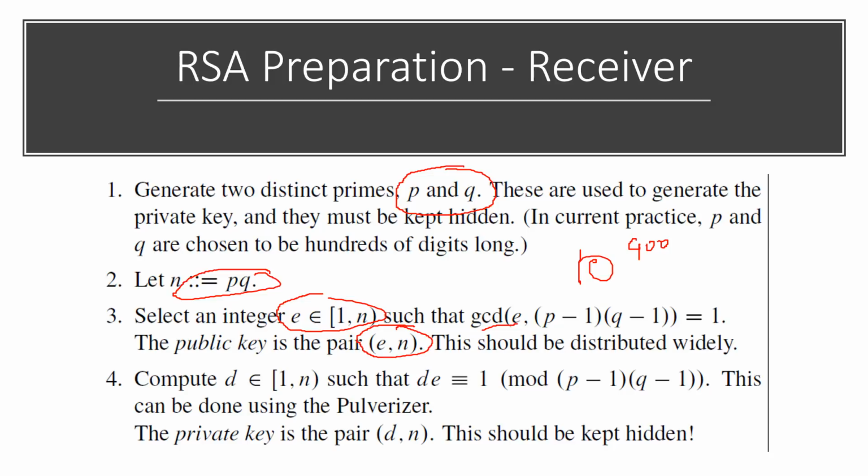We'll do an example to understand how this might work. Then we have to compute d such that d is the inverse of e. This means that d times e must be 1 mod (p minus 1)(q minus 1). And the private key pair is called d, n. So this is the one that the receiver keeps secret.